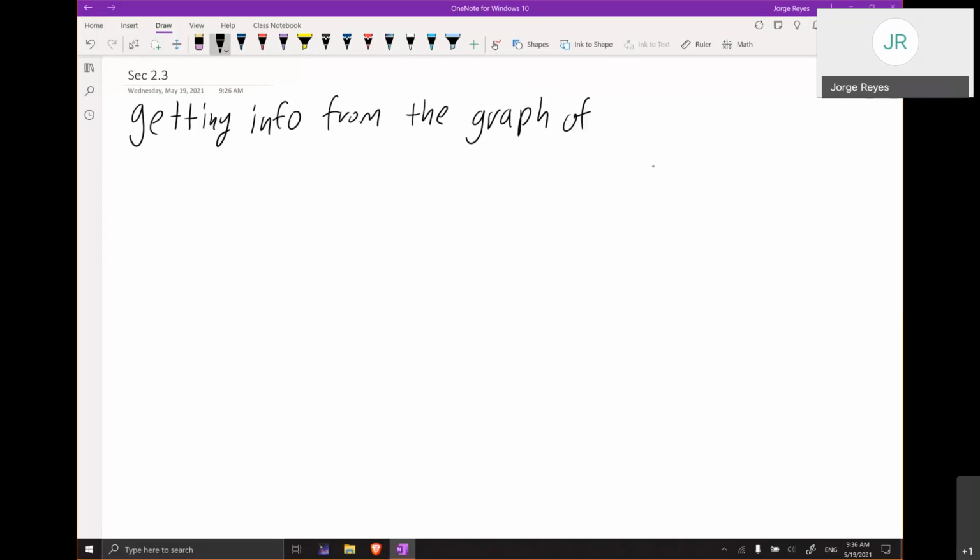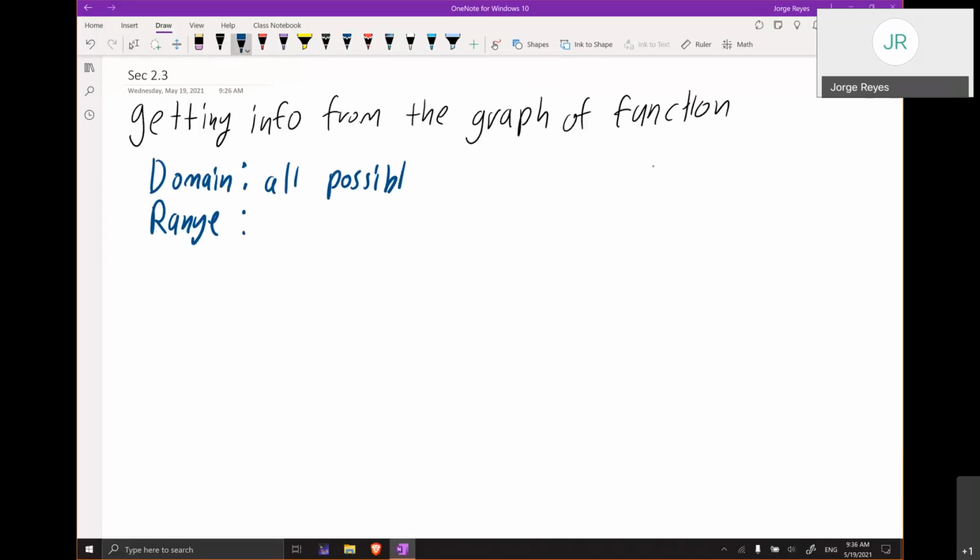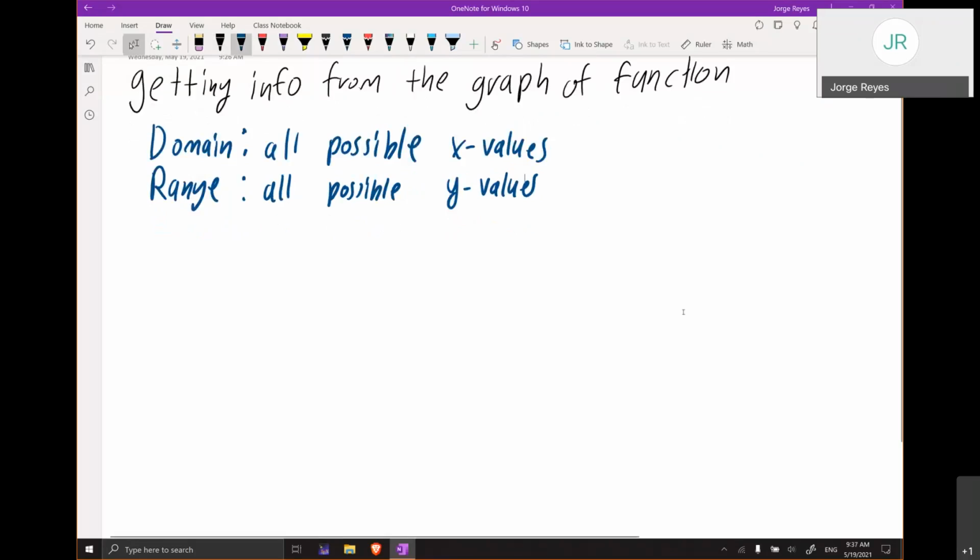So this is getting information about a function from its graph, okay? So first, I'm going to talk about domain and range again. Hopefully by now you notice that these topics are never going away. You should hopefully understand domain and range. Domain is all the possible x values, and range is all the possible y values. All right, so you should be able to know each.